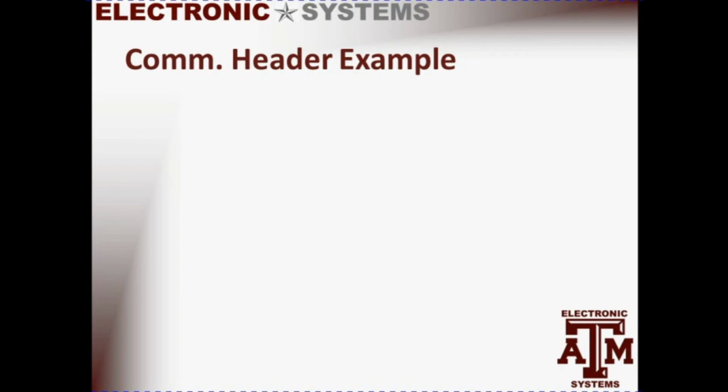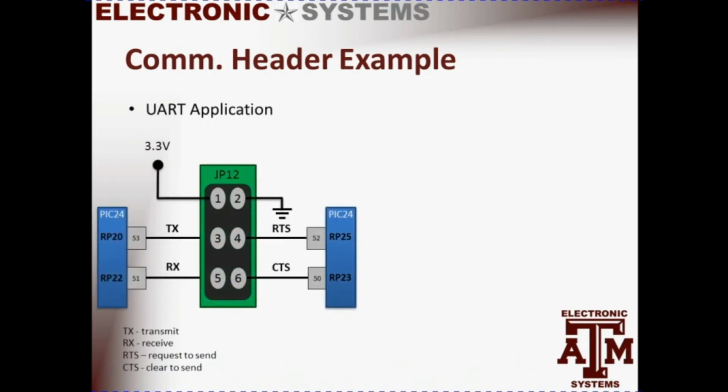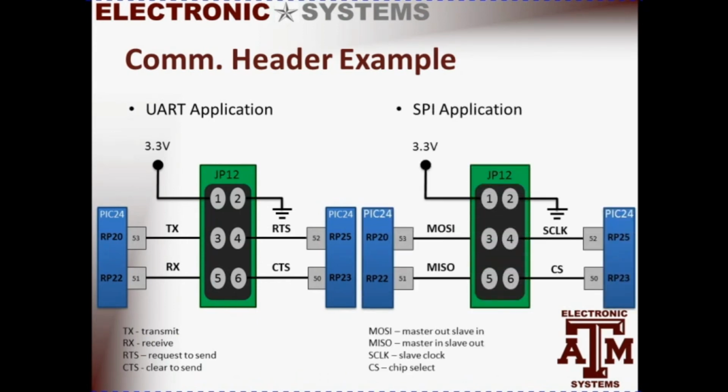Here are 2 examples of using the communications header. One is a UART application where pins 3, 4, 5, and 6 will be used as a transmit, receive, request to send, and clear to send going into the microcontroller, and an SPI application where the master out slave in and the master in slave out, the slave clock, and the chip select will be used.